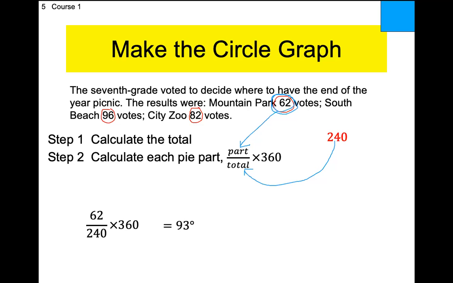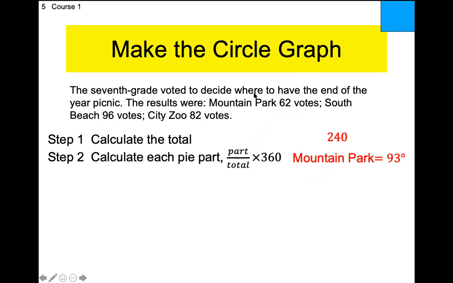So for my first piece, the piece for Mountain Park, the kids that want to go to the Mountain Park, that's going to be a 93-degree piece of the circle. 93 degrees. Boom, Mountain Park, 93 degrees. Now we repeat the process, but this time we're going to do it for the next number, 96.